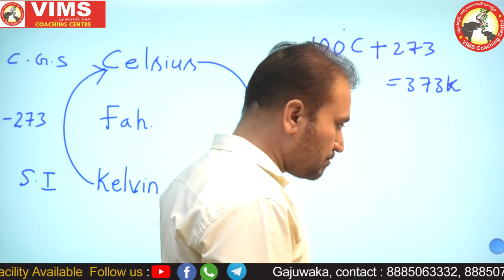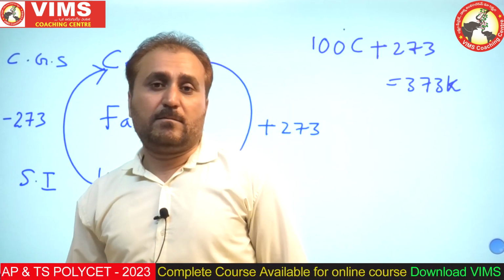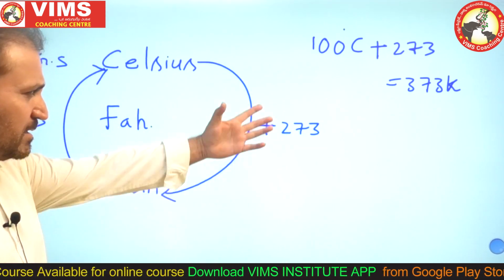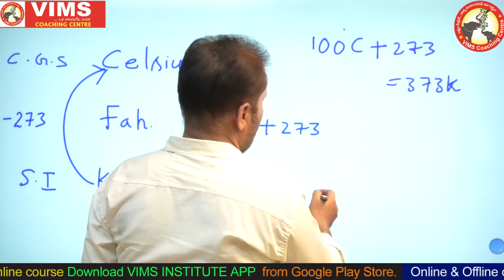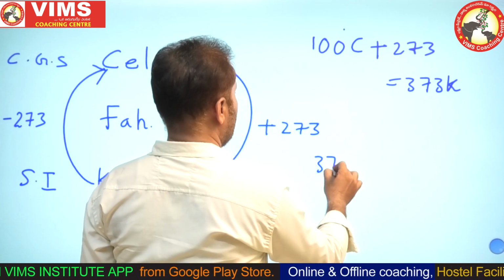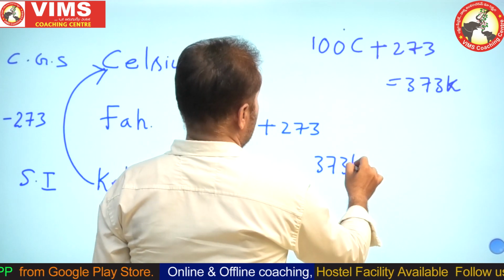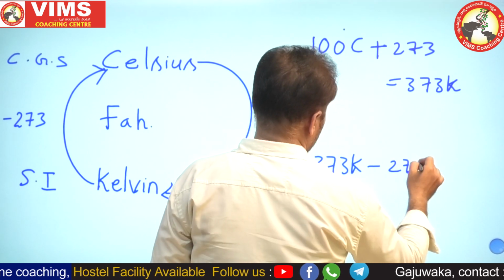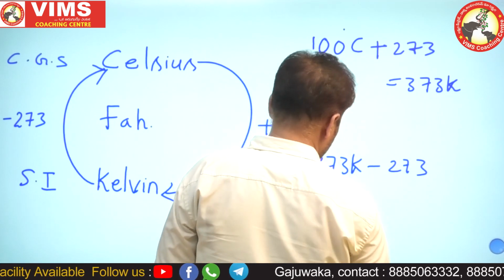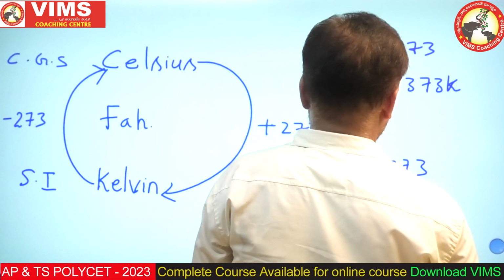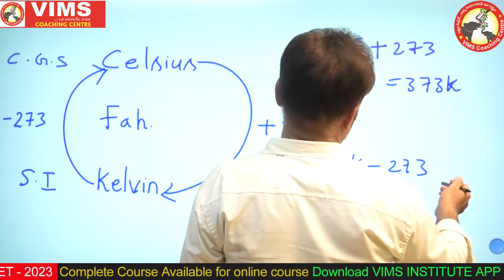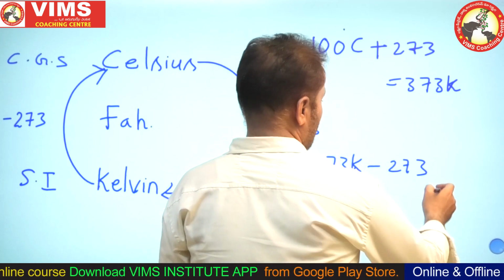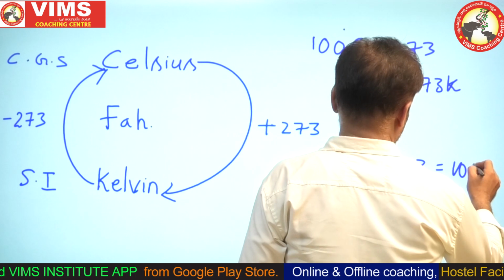Is that clear? It might also be asked, if temperature is given in Kelvin scale, you want to convert it into Celsius scale, what are you going to do? Let us take that example only. The question might be asked, if the temperature in Kelvin scale is 373 Kelvin, what is the temperature in Celsius scale? You just see that graph, it will be minus 273. So 373 minus 273 gives you how much? 100 degrees Celsius.